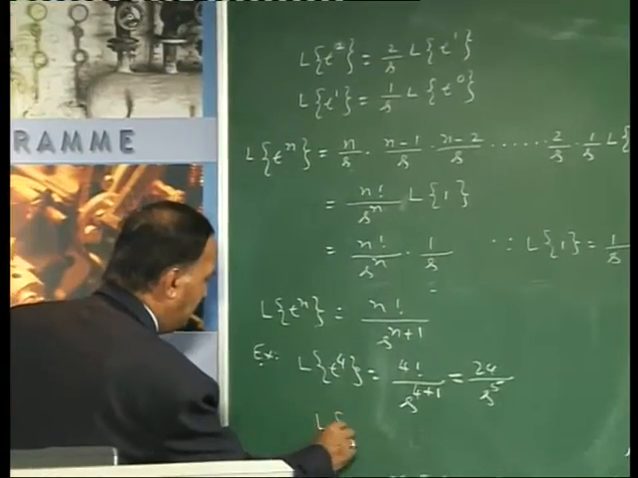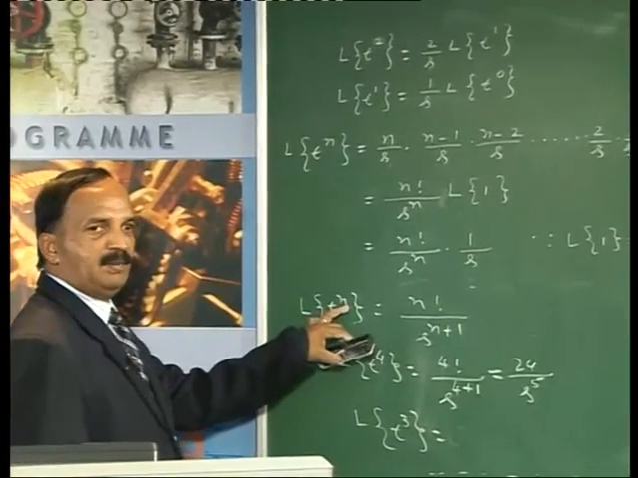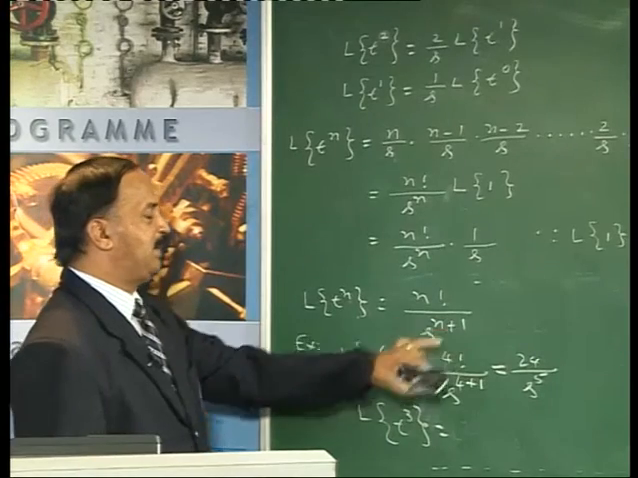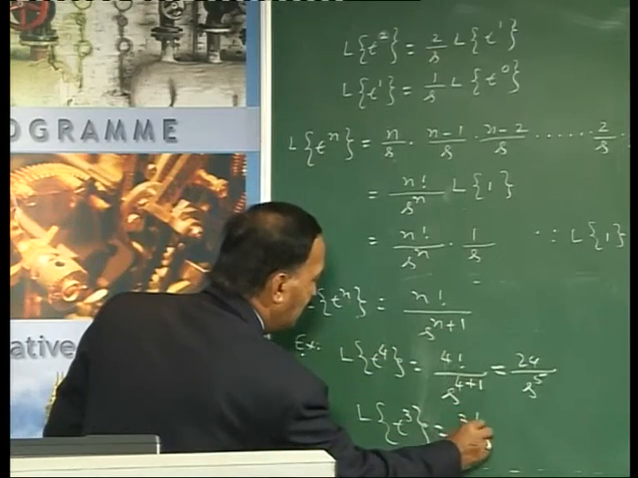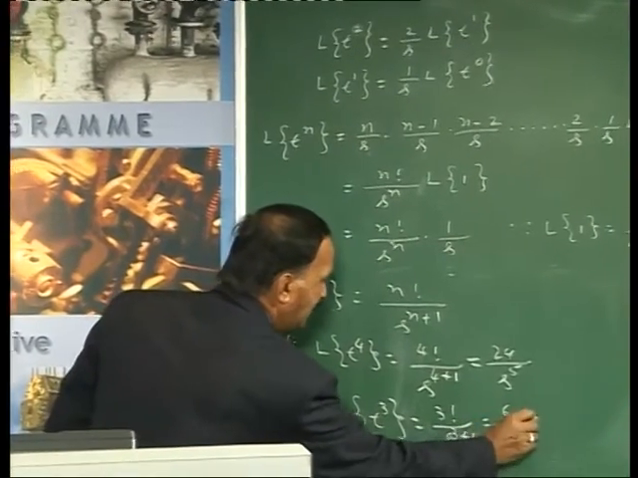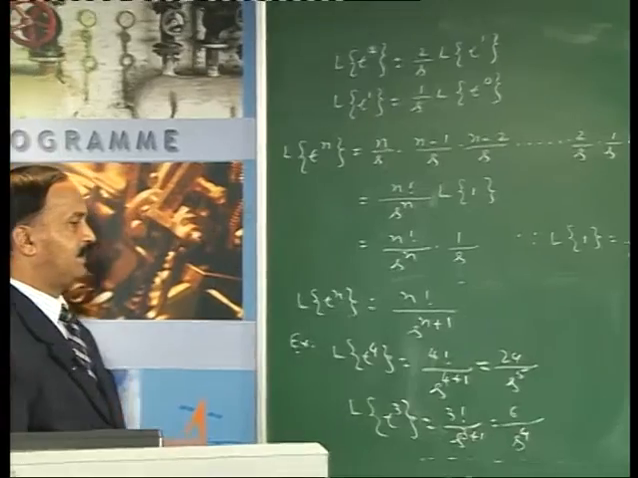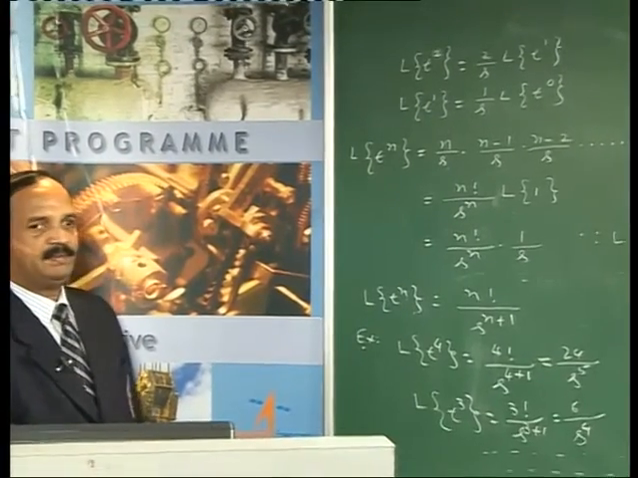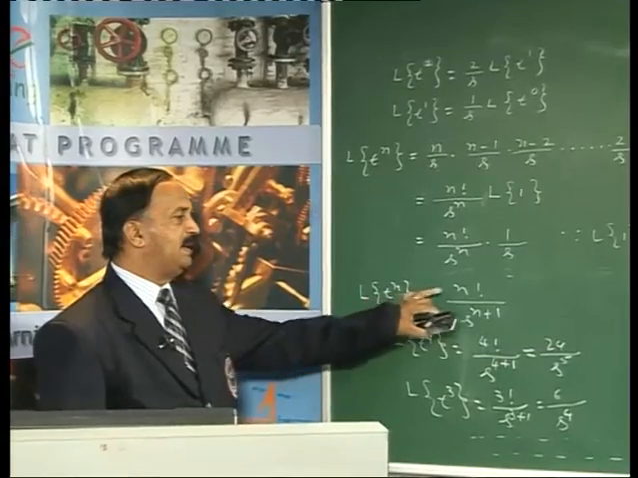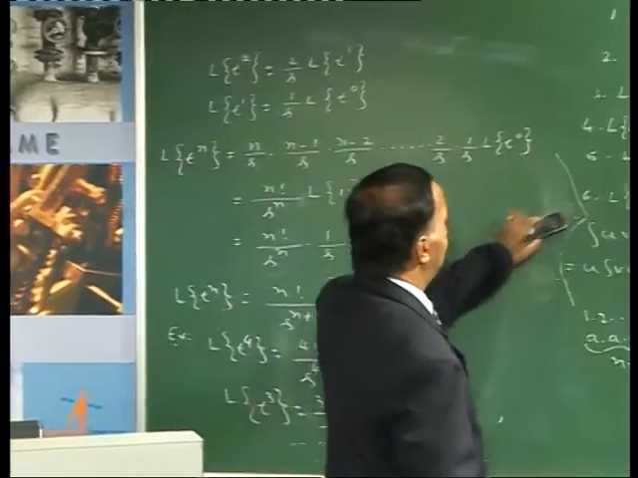Same type, one more example, L of t cube. So put n is equal to 3 in the standard formula. 3 factorial by s to the power of 3 plus 1. That is equal to 6 by s to the power of 4. So that means L of t to the power of n is n factorial by s to the power of n plus 1.